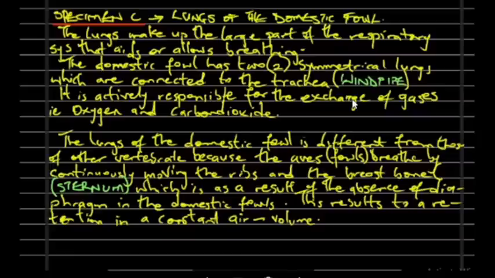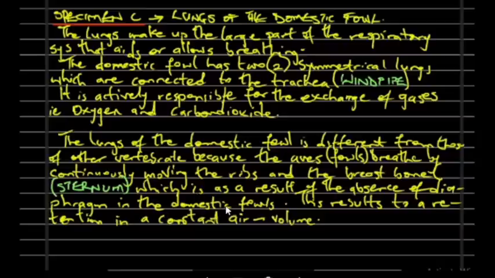release of carbon dioxide. The lungs of the domestic fowl are different from those of other vertebrates because the fowls breathe by continuously moving their ribs and their breastbone, because they do not possess what we refer to as a diaphragm. They don't have a diaphragm as such. It is just their ribs and their breastbone, also called the sternum, that carry out continuous contraction and relaxation, bringing about respiration in this organism. So this results in the retention of a constant air volume.